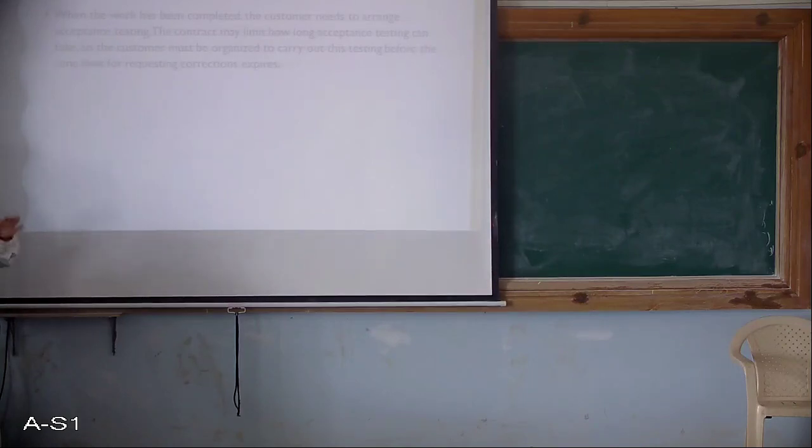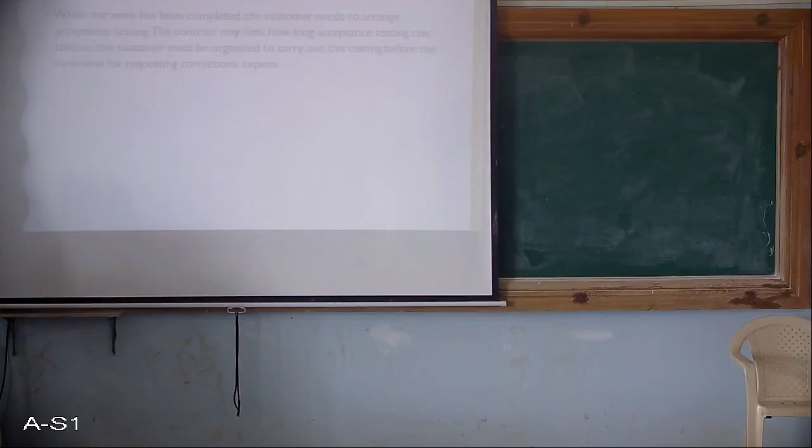Sometimes there is an agreement saying that first I will pay 50% of the amount for that product, and after the acceptance test only, I will release the other 50%. That has to be clearly mentioned in an agreement. In this acceptance testing phase, he can release that amount if it has already been mentioned in the agreement. The contract may limit how long acceptance testing can take.